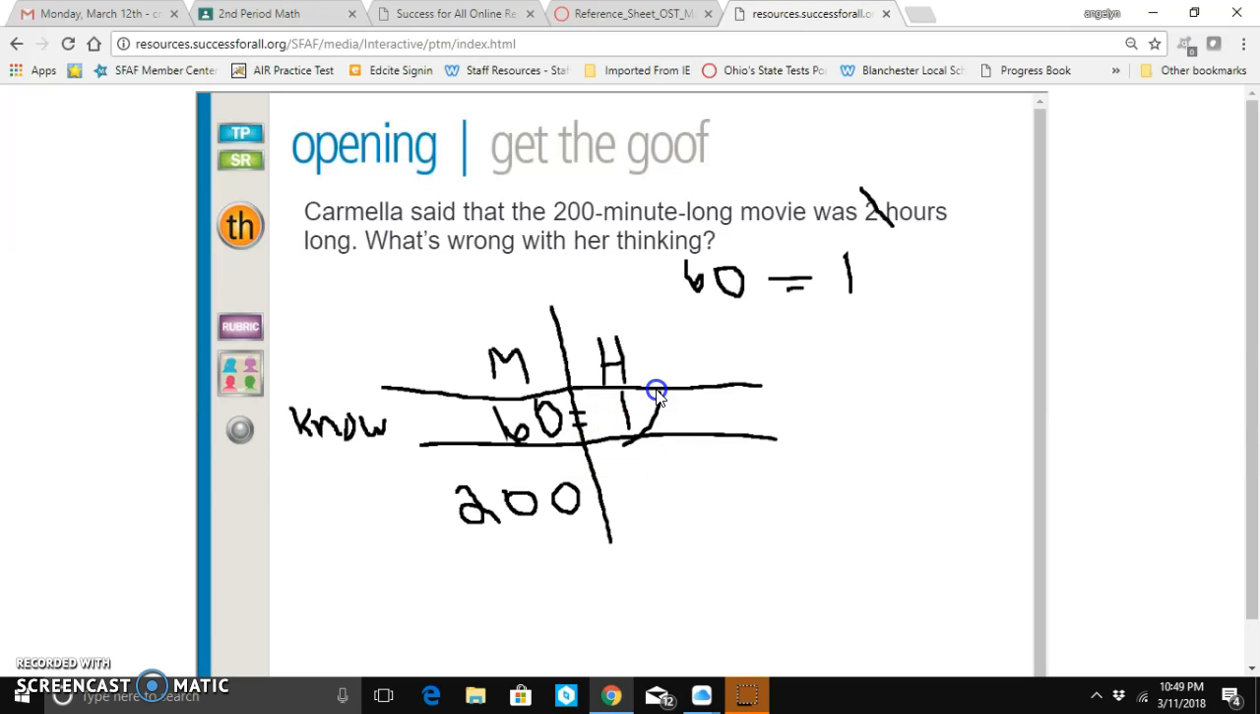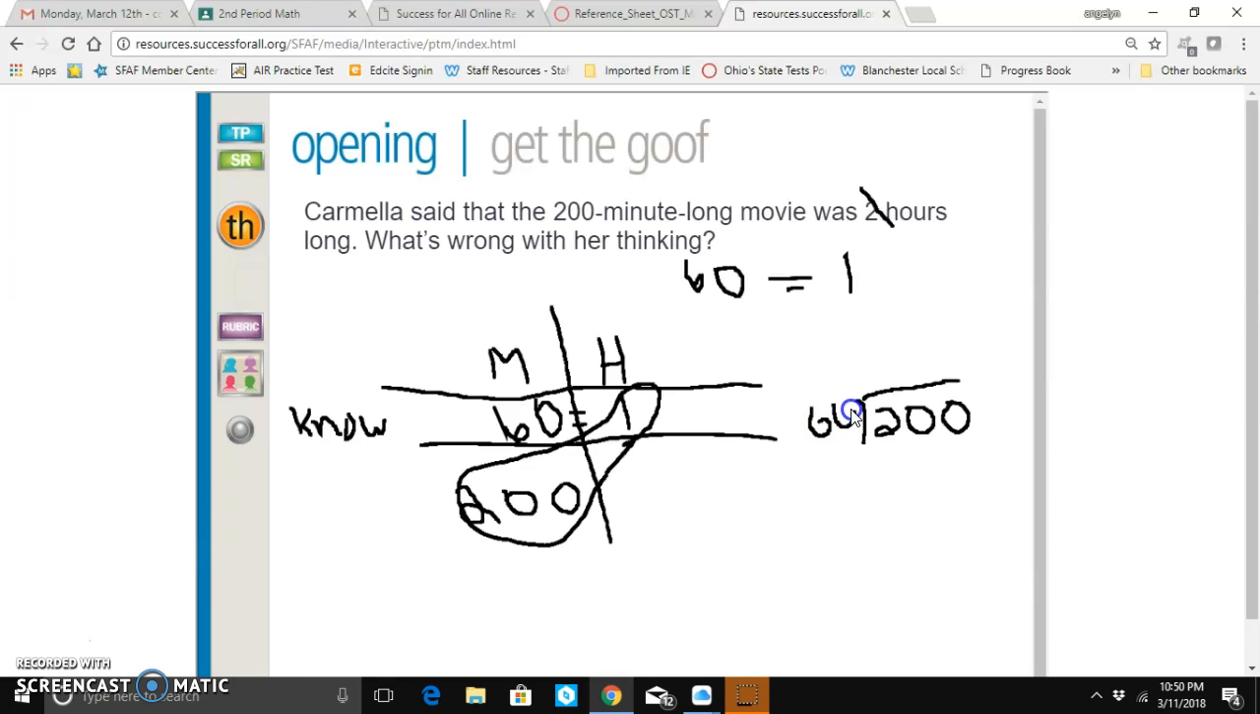So to do this, we would take 1 and multiply it by 200, which is 200. And then we would take 200 and divide it by 60. And you can do this on your calculator also. You're allowed to use calculators. But for this one, you probably want to do it by hand, because the calculator is not going to give you the remaining minutes if it doesn't go in evenly.